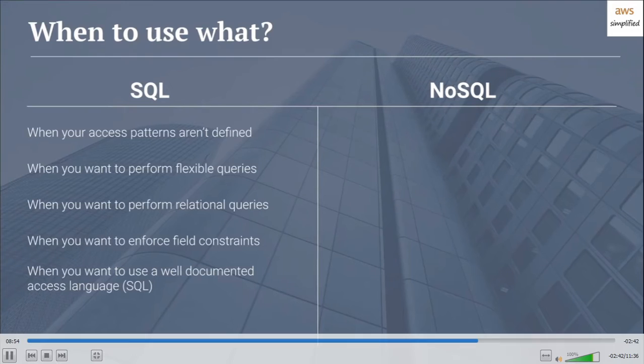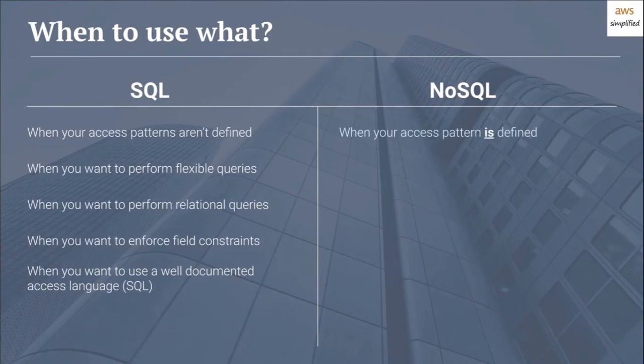Now moving on to why you would want to use NoSQL. So when your access pattern is defined, so when you know exactly how you're going to be interacting with your database, it's definitely a time to consider NoSQL. Secondly, when your primary key is known. This is part of the limitations of NoSQL. As we were talking about before, the input to the hashing function is your primary key. So if you don't know your primary key, you're not necessarily going to be able to find the data that you're looking for.